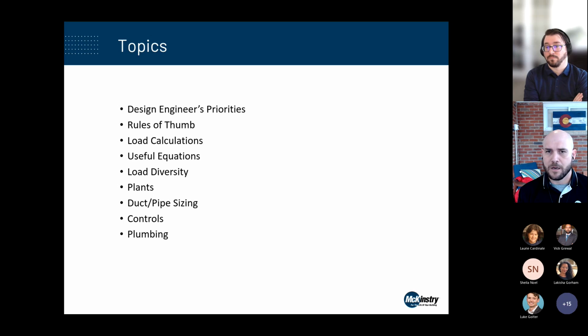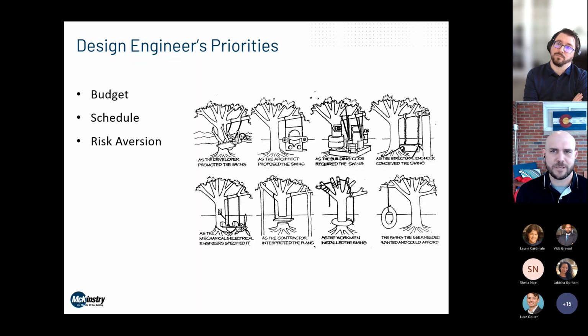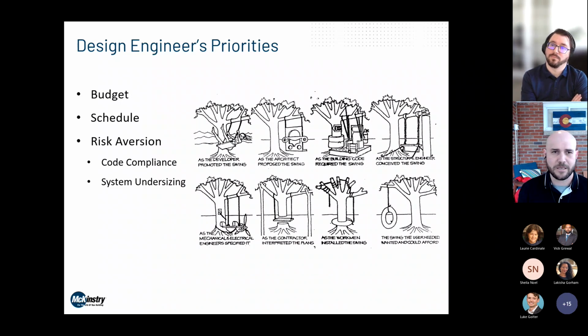So, the engineer's priorities are primarily the budget, and that's the construction budget of the project. Obviously, they have their own fee, but there's the project schedule, and as I hinted at a moment ago, design engineers are inherently very, very risk averse, and that manifests in adherence to code as sort of the highest thing.